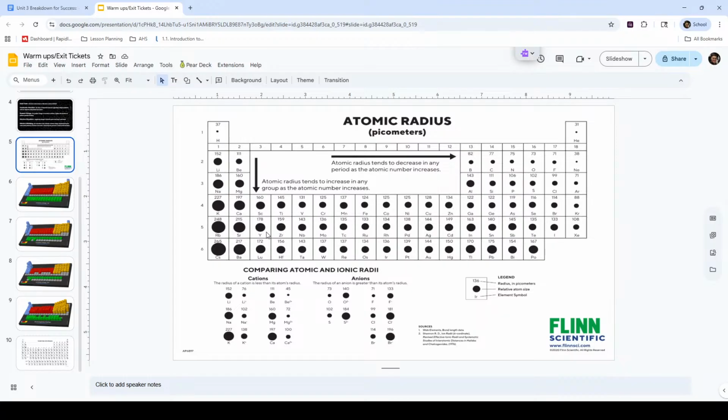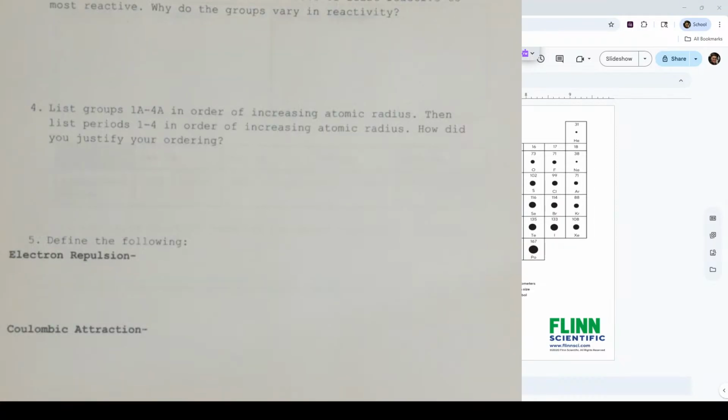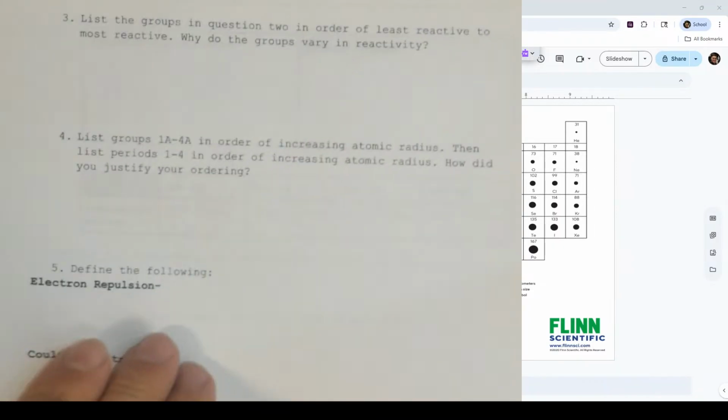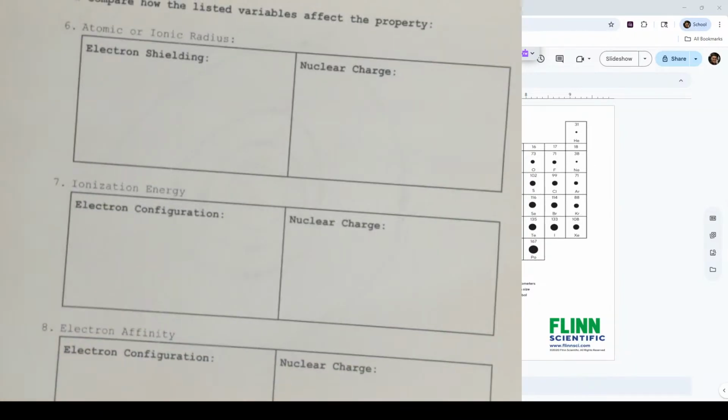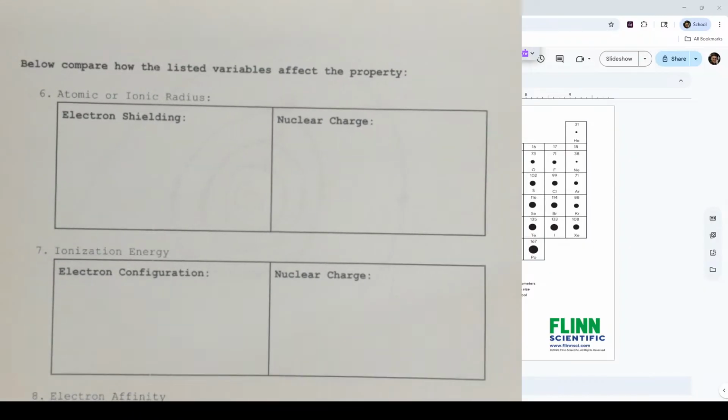I defined electron repulsion. I already defined Coulombic attraction for you. Let's move on. If you have any questions, please let me know while I'm here, because I can stop, slow down, go back as needed. I'll pull up my email on my phone as well, just in case for some reason the chat's not working and somebody needs to email me a question.